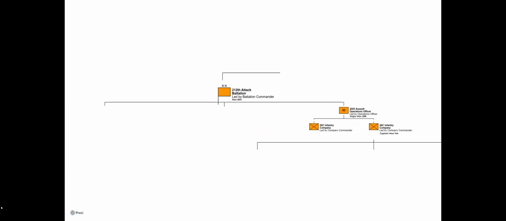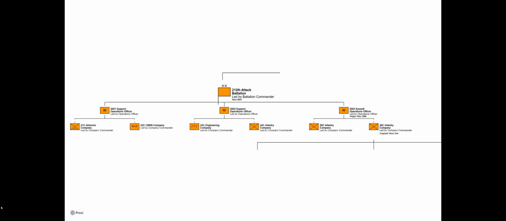The 212th Attack Battalion has 3 operations officers. Each operations officer carries 2 companies and has different roles depending on which companies he's leading. For example, 2001 has 21C and 22C. He's more of a supportive role, as the airborne goes behind enemy lines, while CBRN is chemical, biological, radioactive, and nuclear support, compared to 2003, which carries 2 infantry companies.